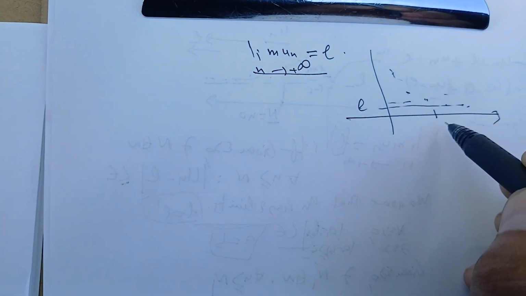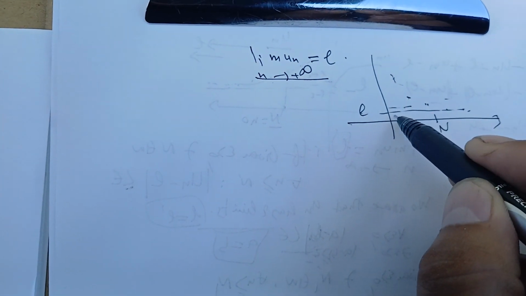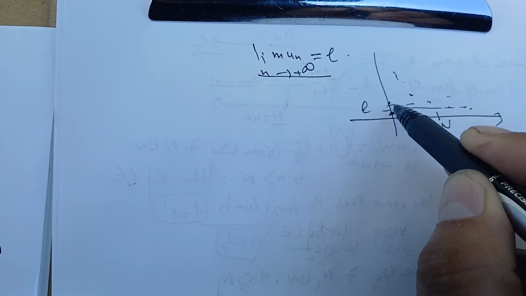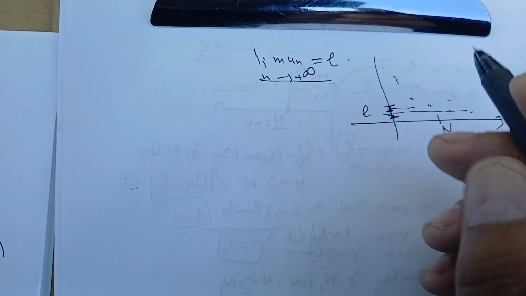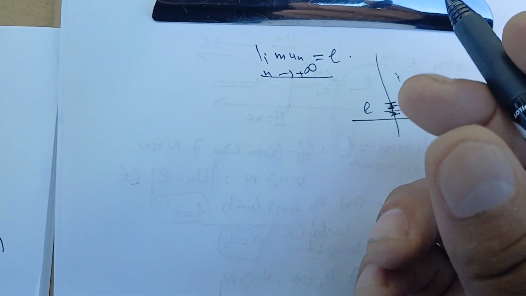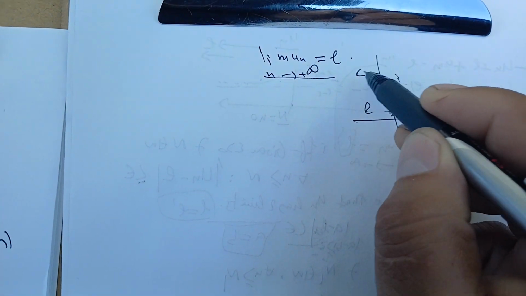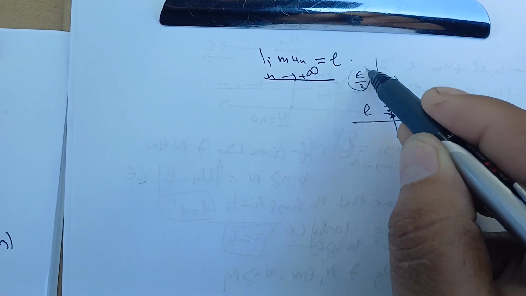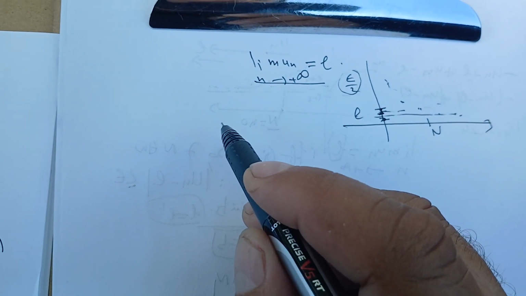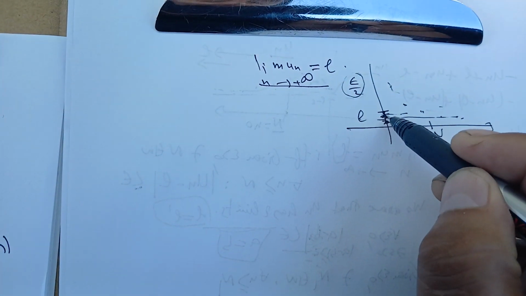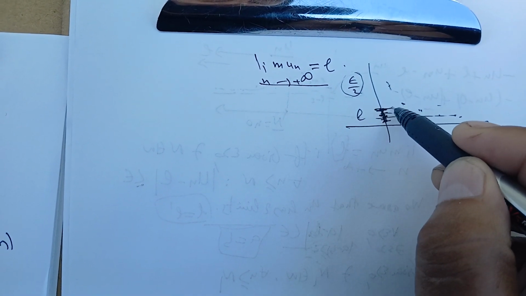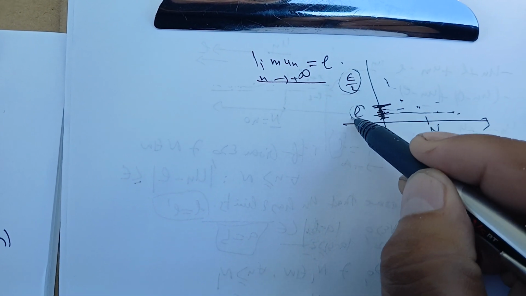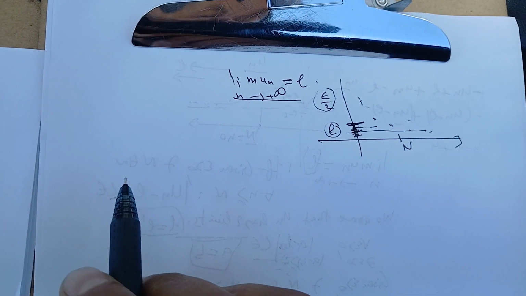So that means starting from some n, all the terms of the sequence will be very close to L. Okay, so the distance between the two will be this epsilon, and more precisely it will be epsilon over 2, any small positive number. So it will be trapped here. Un will be very close. That means it's trapped in this interval that's surrounding L.